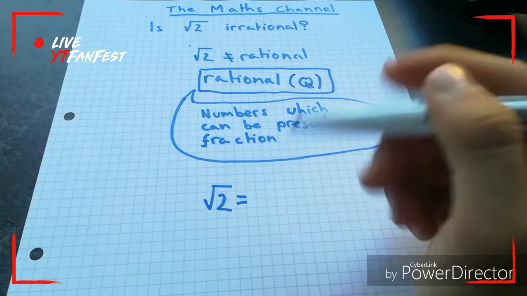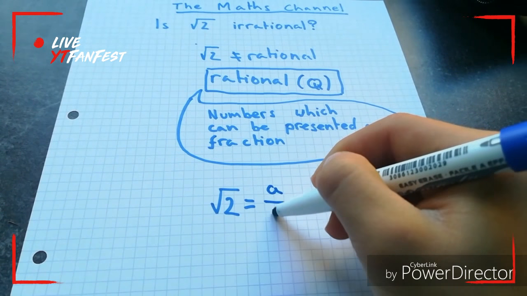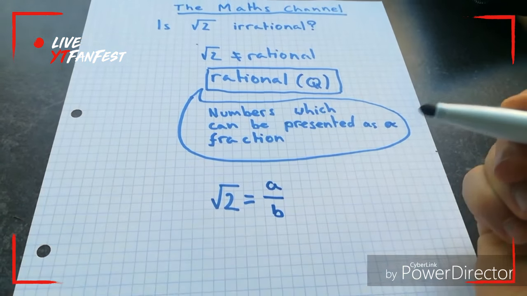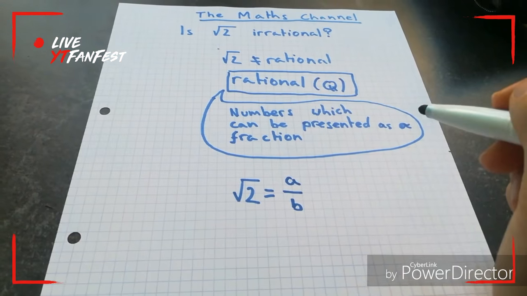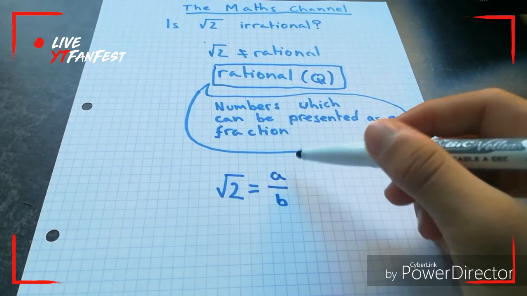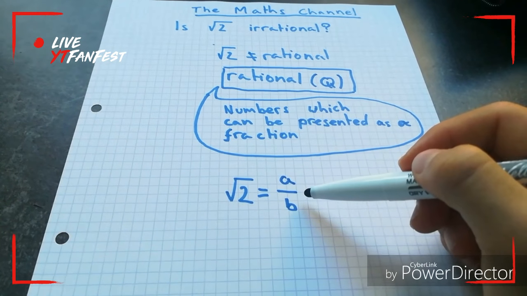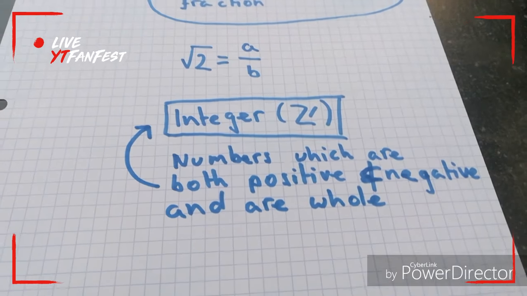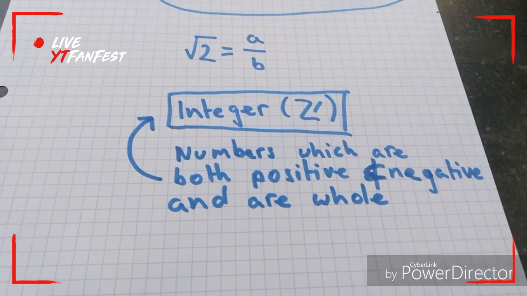So I'm going to do this by saying the square root of 2 is equal to a over b, which we know it's not. We're just proving that it's not. For this to work, we need a and b to both be integers. Integers are numbers which are both positive and negative, and they're whole.